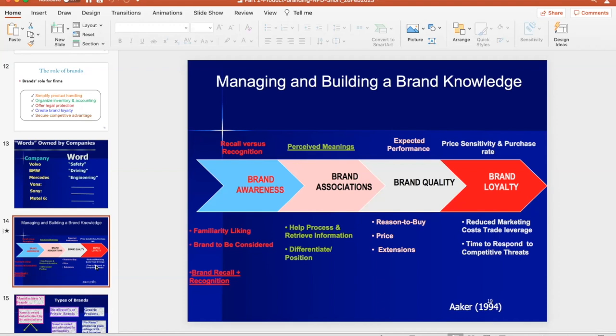So this is very important because it builds what's called trade leverage. And so that's what I talked about before. One of the best things you can do is gain trade leverage. And one of the best things you can do to gain trade leverage is to create high brand equity, because the tip of the pyramid of brand equity is the most important, which is brand loyalty.